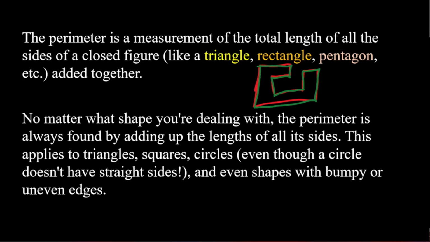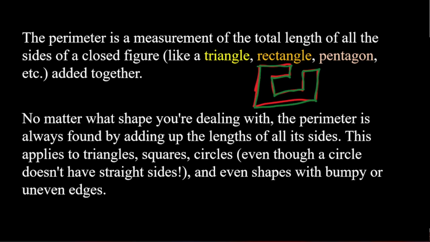This applies to triangles, squares, and circles, even though a circle doesn't have straight sides. Circles are also part of it, which we are still going to look at, and even shapes with bumpy or uneven edges. We can as well add them together. I hope this is very clear.